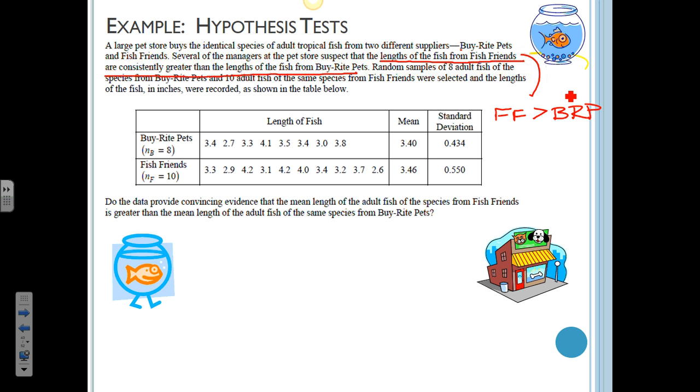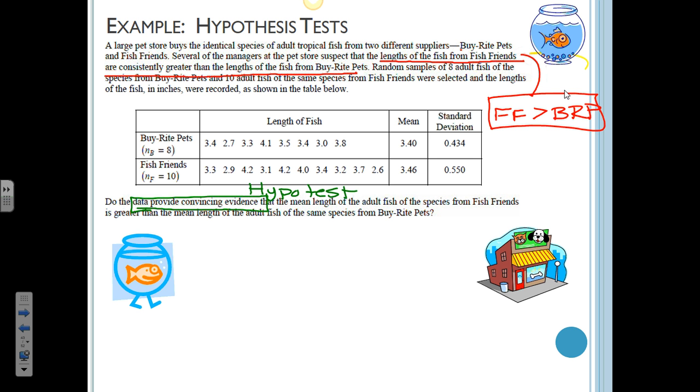By-Right on top, Fish Friends on bottom, correct? Do the data provide convincing statistical evidence? Remember, if we're talking about data providing statistical evidence, what does that mean? We're going to do a hypothesis test, right? That the mean length of adult fish of the species from Fish Friends is greater than the mean length of that same adult species from By-Right Pets, which is what we've already marked above, right? So this is going to be a one-tailed hypothesis test where Fish Friends should be greater than what? By-Right. You guys with me?